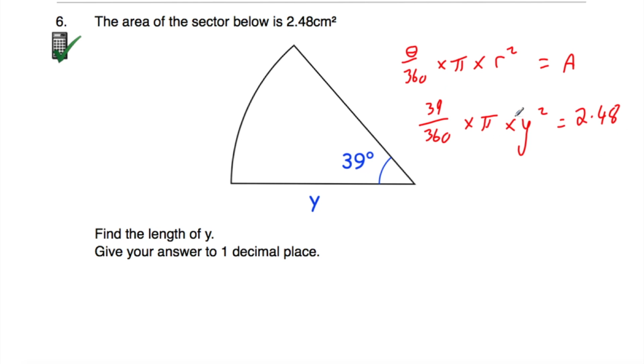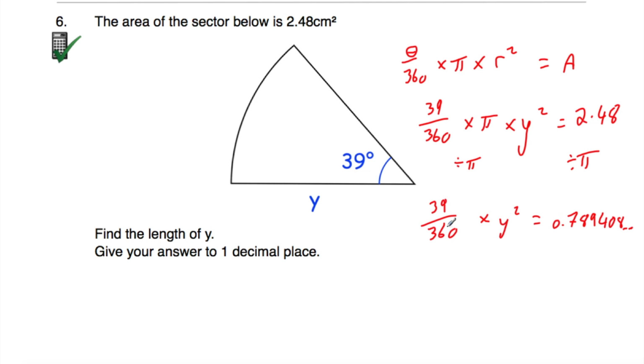Okay, so we've now got this, and we want to solve this equation. We want to find out what y is. Let's divide both sides by pi to begin with, to get rid of the pi on the left-hand side. On the left hand side, dividing by pi gets rid of the times by pi, so we're left with 39 over 360 multiplied by y squared. And on the right hand side, if we take our 2.48 and divide that by pi, that's equal to 0.789408, and so on. I've left out my calculator display.